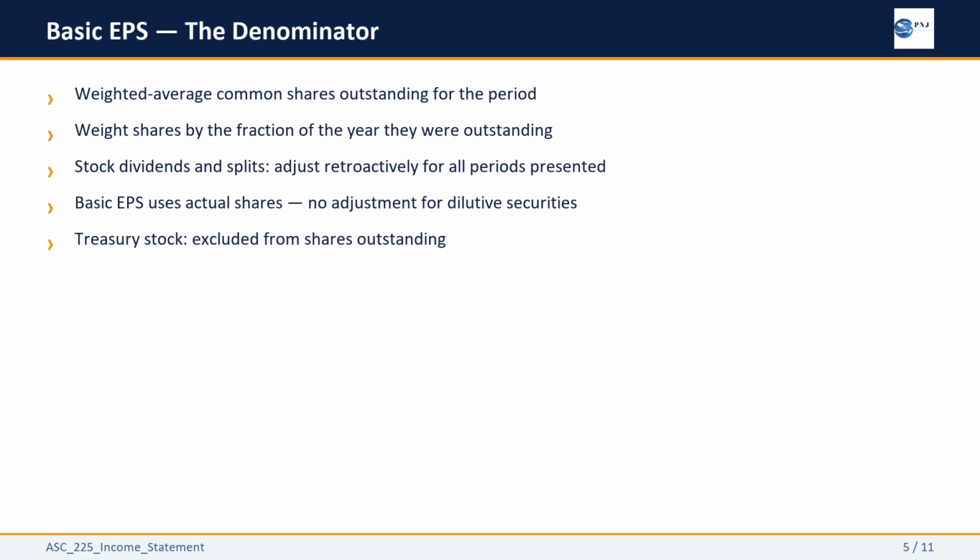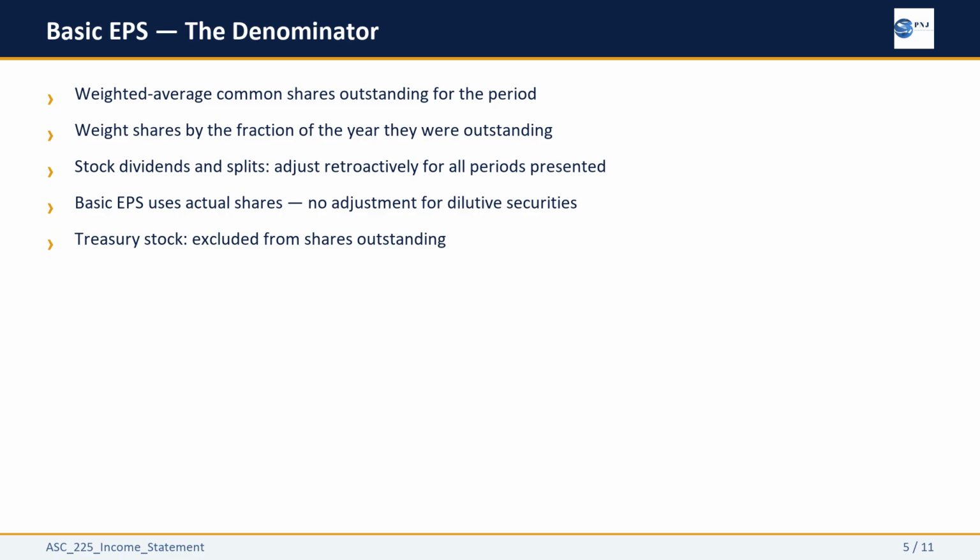The denominator is the weighted average number of common shares outstanding during the period. If a company issues new shares halfway through the year, those shares only count for half the year. The math is a day-by-day or month-by-month weighting. Watch out for stock splits and stock dividends. These are applied retroactively to all prior periods presented, so that comparisons remain meaningful. Basic EPS uses only actual shares outstanding. No adjustment for options, warrants, or convertibles.